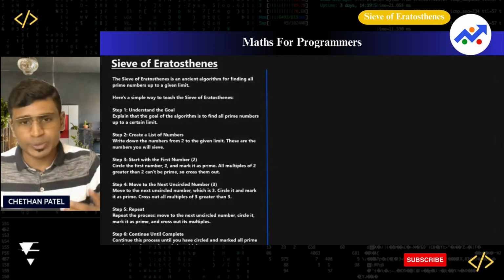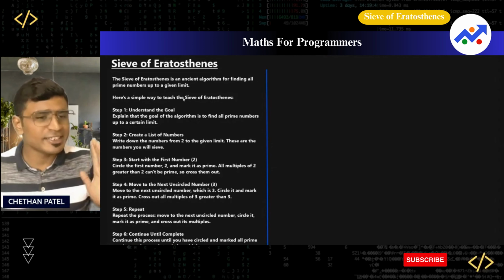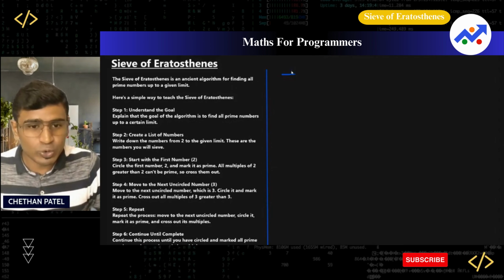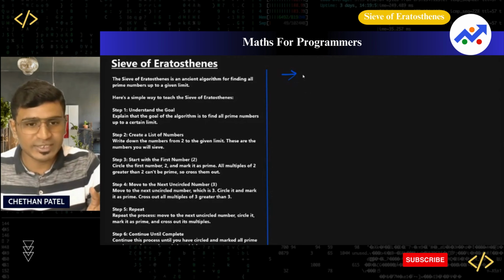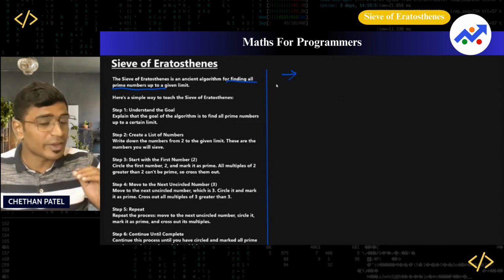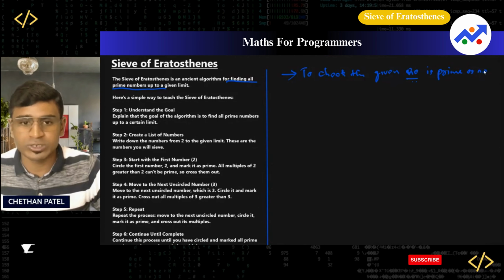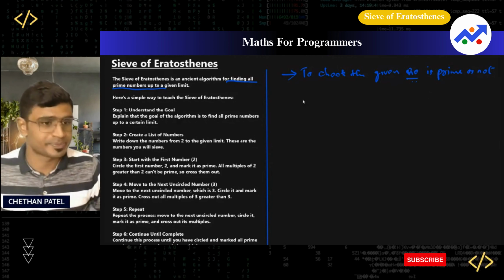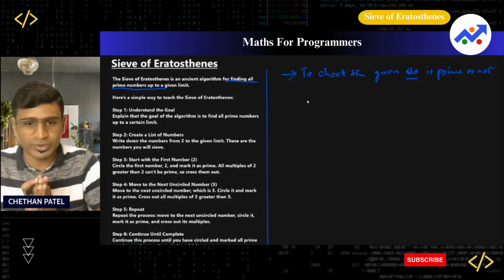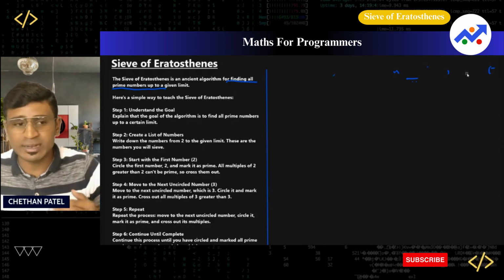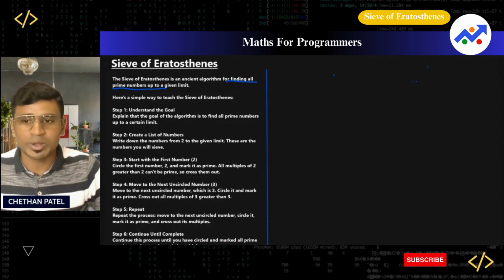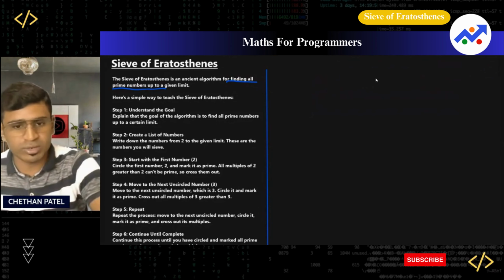This is an ancient algorithm, first of all. We can use it for two purposes. The first purpose is to find all the prime numbers up to a given limit. We can also use the same algorithm to check whether a given number is prime or not. So this is the benefit of the Sieve of Eratosthenes. Now we will try to understand the algorithm. Let's have a look.